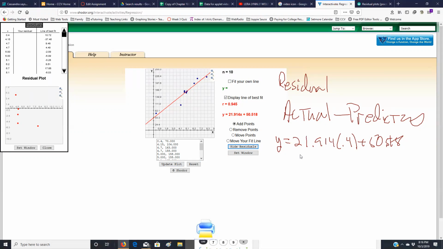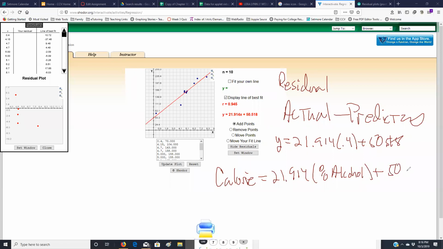The last thing I want to do before I leave the screen is, you can certainly write y and x like they have here. But when you're trying to draw connections and make a conclusion about what you're seeing, I think it's good to use actual words, and write in the variables you're measuring. So I've got calories equals 21.914 times the percent alcohol plus the y-intercept of 50.518. That makes a lot more sense to me.